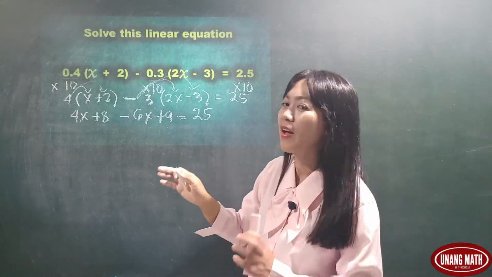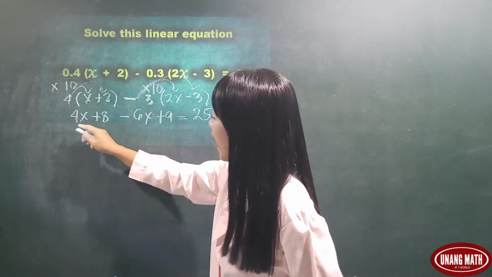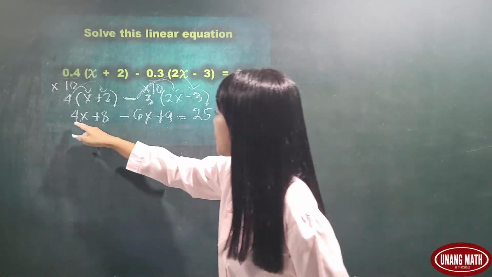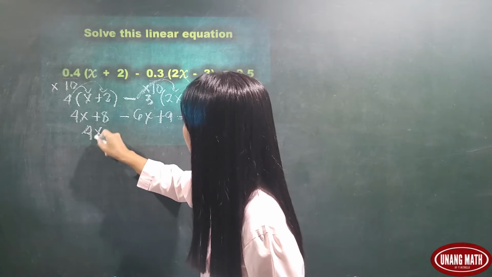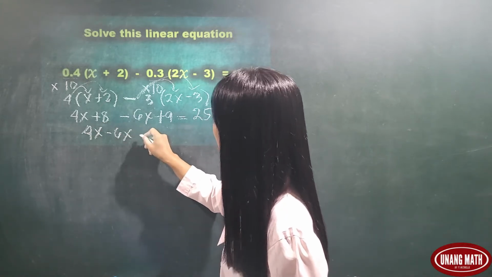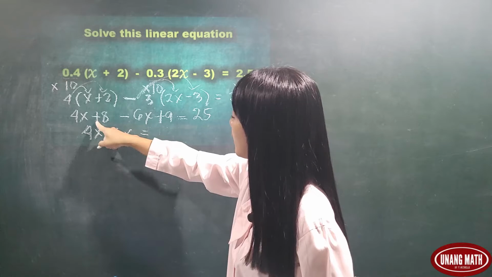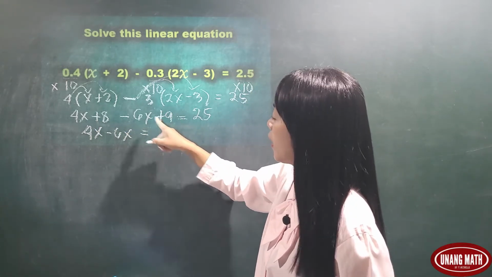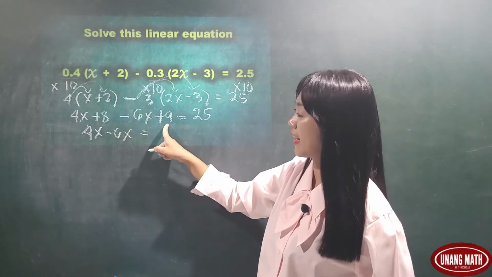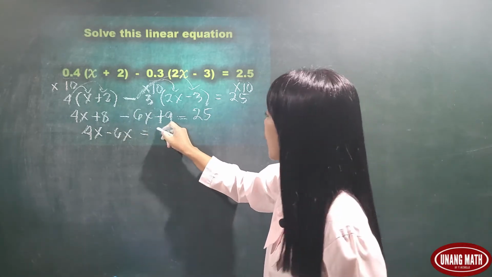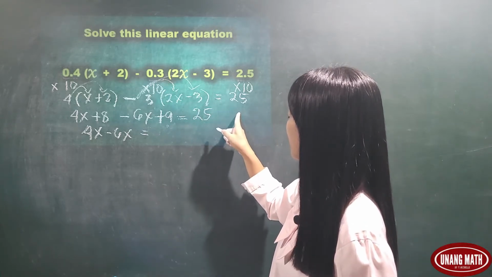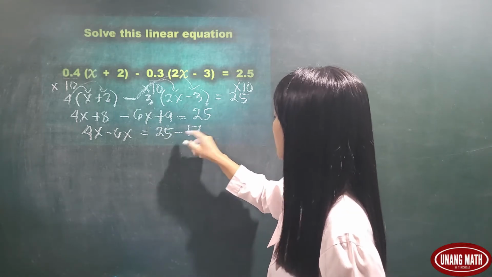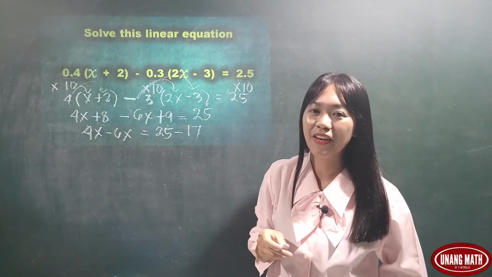Okay, now let's apply transposition. X term on the left side, constant on the right side. So we have here 4x minus 6x is equal to, this is positive 8. This is positive 9. So positive 8 plus positive 9 is positive 17. So if we transpose it to the right side of the equation, it becomes negative 17. So this is 25 minus negative 17.